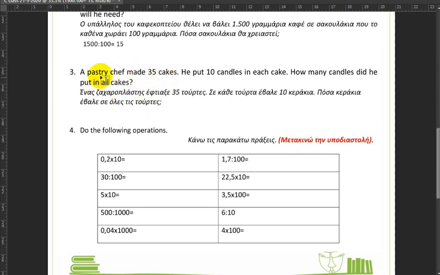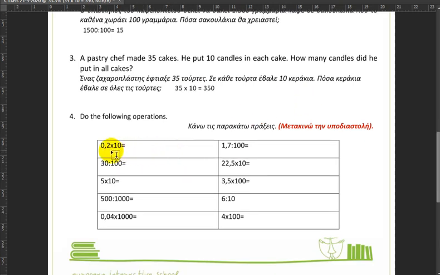Next up, a pastry chef made 35 cakes. He put 10 candles in each cake. How many candles did he put in all the cakes? So the pastry chef made 35 cakes. For each of the 35 cakes, he put in 10 candles, so times 10. Since we know how many candles are in one cake, and we want to find how many there are in 35, I need to multiply. Now, this multiplication, again, does not require decimal points. The rule for when we multiply a number with 10 is we just take that number and add a zero after it, so 350.